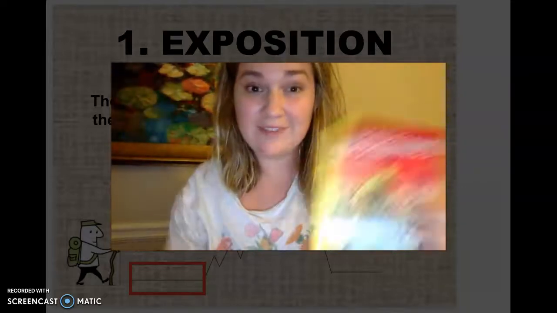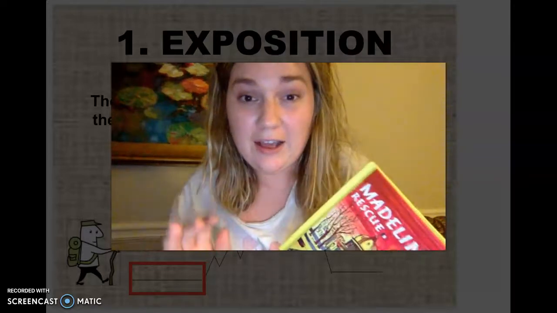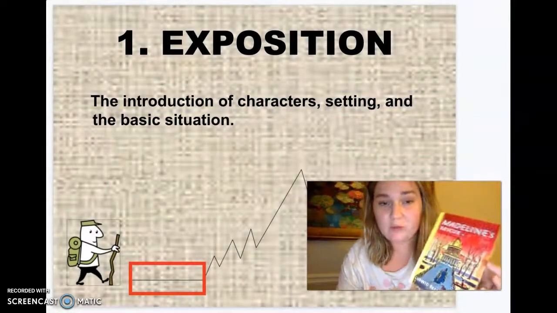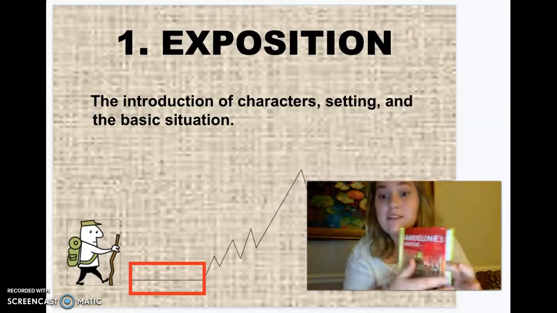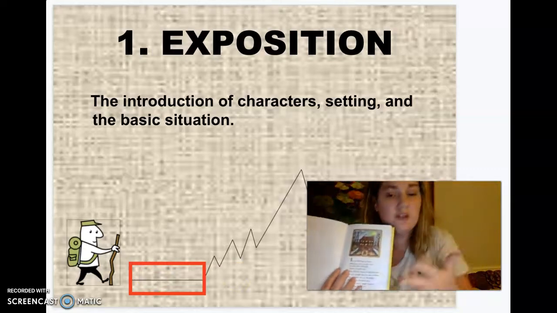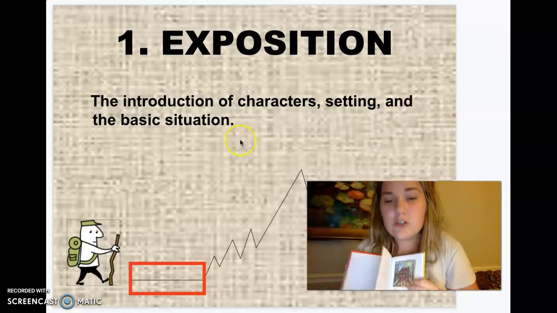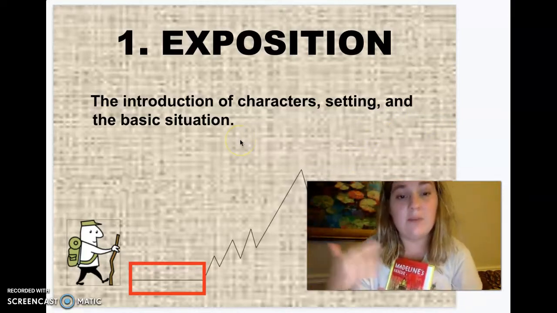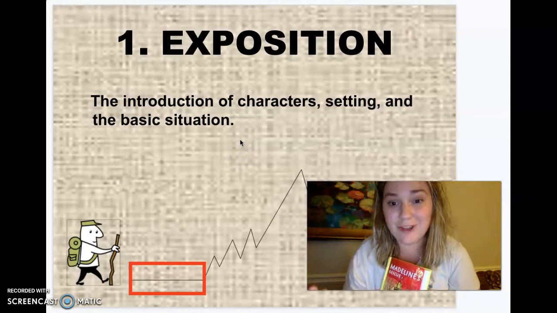Okay, that is the beginning or the introduction of Madeline's Rescue, right? So we see all of this stuff is happening. This is called the exposition. This is the beginning of the story, the introduction. We are introduced to characters, setting, and the basic situation. Okay, what's basically happening here?